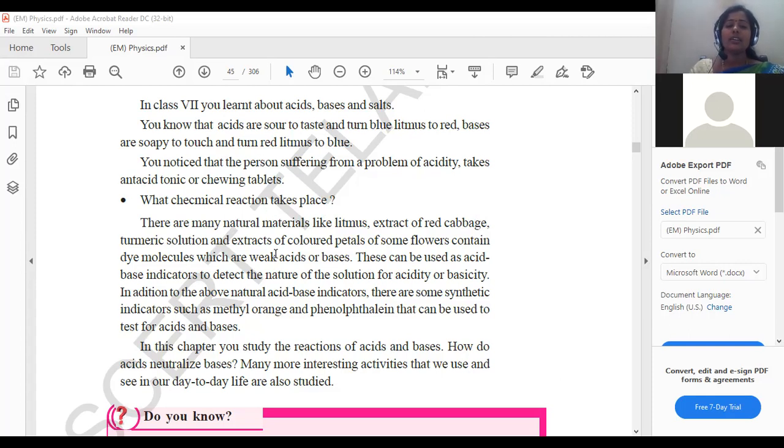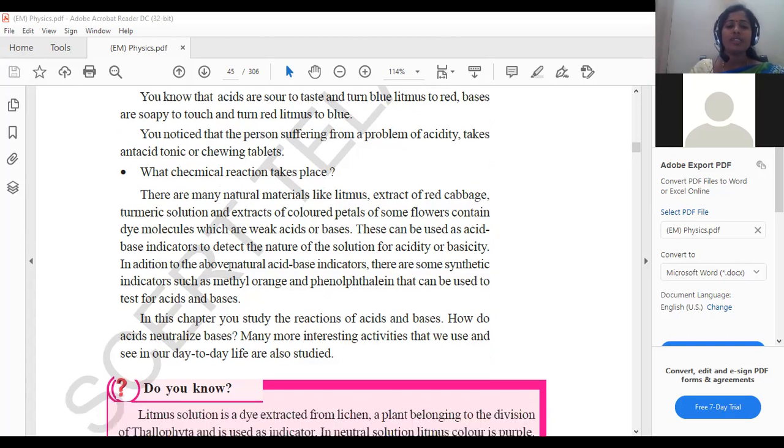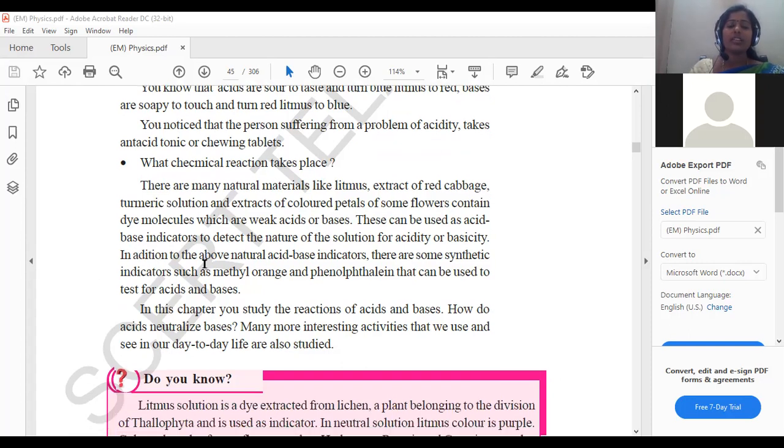And some of the colored compounds extracted from plants, especially flowers, change their color in acid and base. Based on that color change, you can identify the nature of the substance: acidic, basic, or neutral. Right, so these can be used as acid-base indicators. In an acidic compound, one color is given, and in a basic substance, they change their color. Those are called indicators, used to identify the nature of compounds. Those are also called pH indicators.